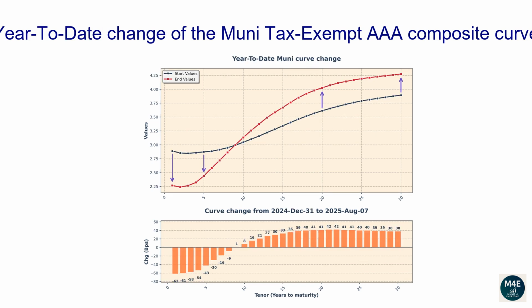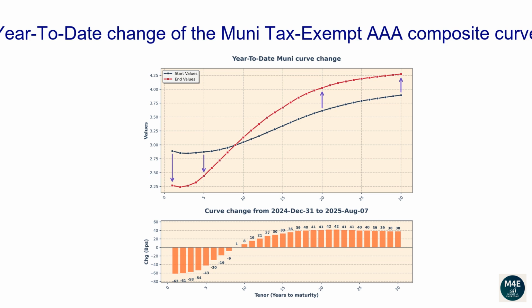Let's now go over how the Muni AAA tax-exempt curve has changed year-to-date. The graph displayed shows on the top-hand side the most recent AAA Muni curve versus the curve at the end of last year. The bar plot on the bottom-hand side shows instead the difference between the two curves, meaning how much each tenor of the Muni curve has changed in basis points.